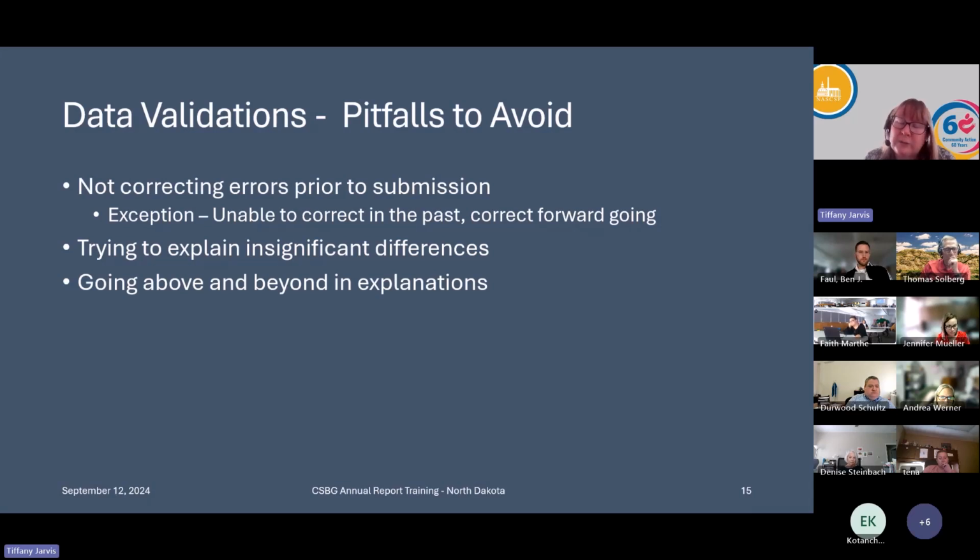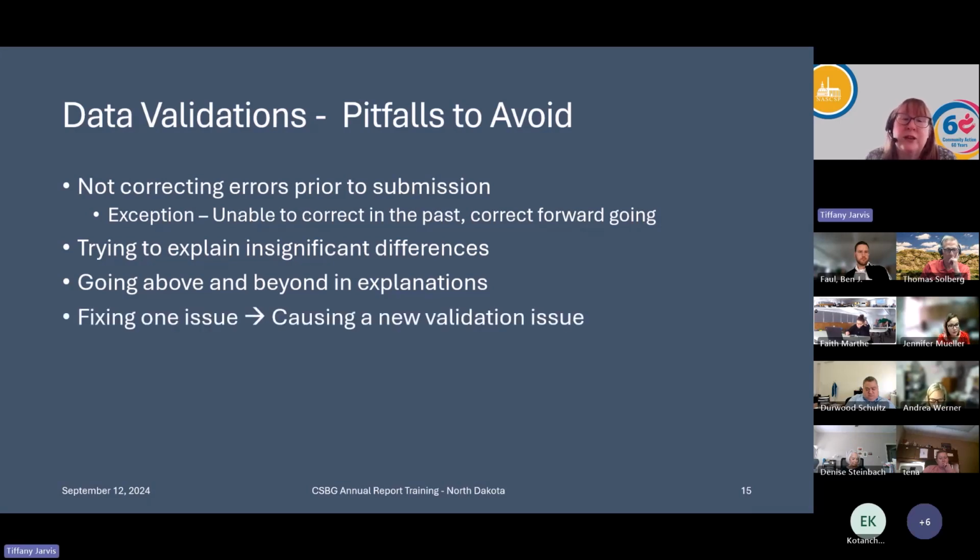Going above and beyond in explanations, it's important to give just enough information based off of what your state wants you to explain and what the feds would like to see, but also you can overdo it. So just kind of be careful. Know what is good information to explain, how much information you need to provide. So that's really kind of important. Have those conversations internally and then with your state. Fixing one issue can cause a new validation issue. That's just something to be on the lookout for.